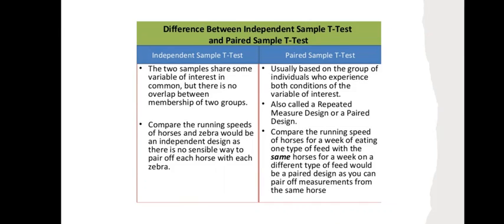So for example, in an independent sample t-test, comparing the running speed of horses and zebras would be an independent design, as there is no sensible way to pair off each horse with a zebra. While for the paired sample t-test, comparing the running speed of horses for a week of eating one type of feed with the same horses for a week on a different type of feed would be a paired design, as you can pair measurements from the same horse.